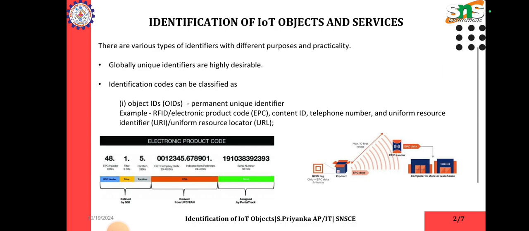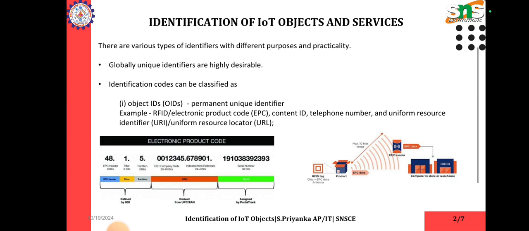First is your object IDs. Object IDs mainly consist of permanent unique identifiers. Examples are RFID, that is electronic product code, EPC, content ID, telephone number, and uniform resource identifier, that is URI, uniform resource locator. This is your electronic product code.